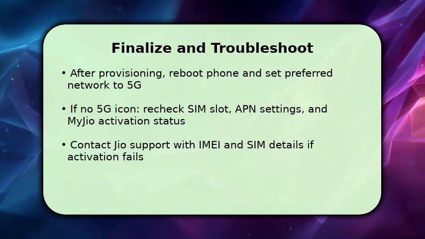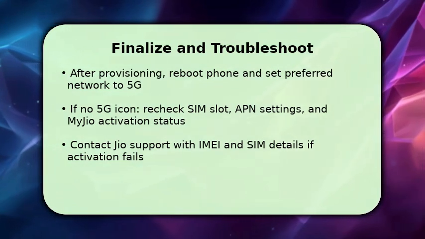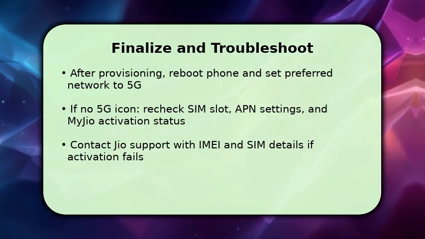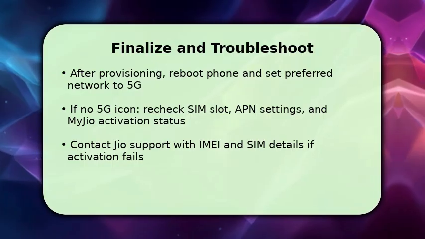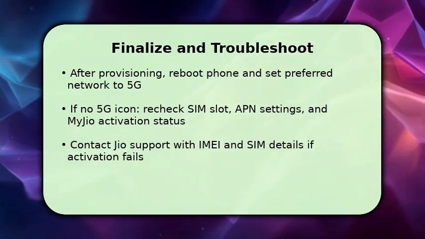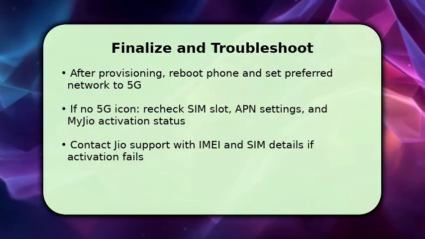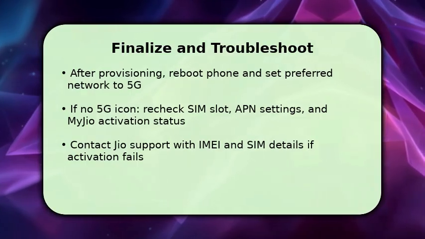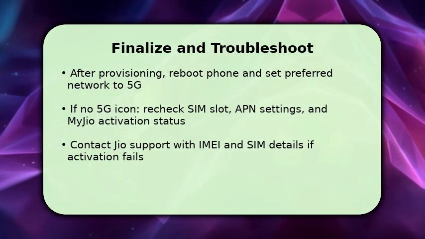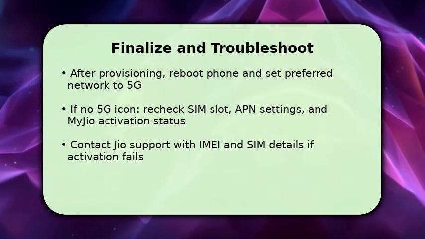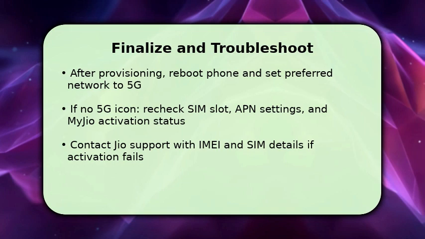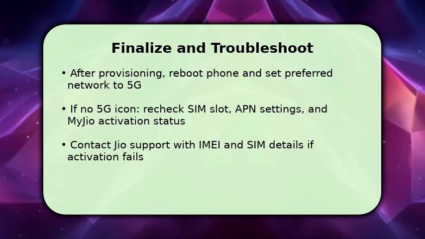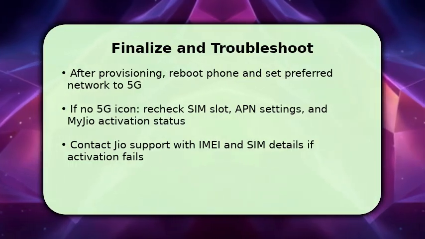You finish by rebooting the device to apply the new SIM profile, then select Preferred Network as 5G in Settings and watch for the 5G symbol. If you don't see 5G, immediately recheck that the SIM is in the primary slot, APN settings are default, and My Jio shows successful activation. If problems persist, capture your IMEI and SIM number, open My Jio's support chat, and request operator provisioning confirmation. Quick verification of these items resolves most activation failures.